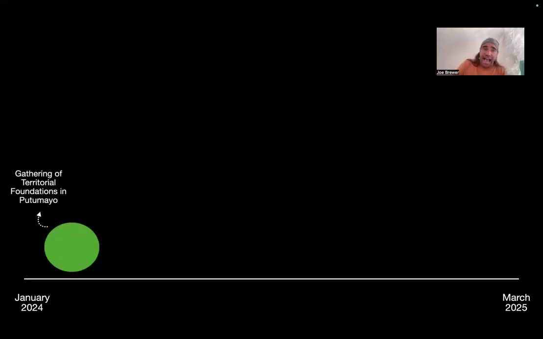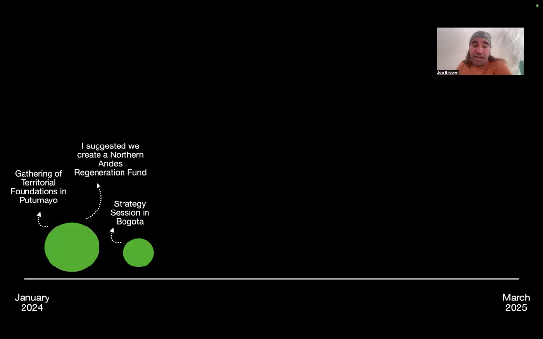And so this is the process for the Northern Andes Fund. Starting in January of 2024, about a year and a half ago, we had a gathering of territorial foundations for Colombia that was in Putumayo. I suggested that we create a Northern Andes Fund, and everyone loved the idea. So we created it. We had a strategy session in Bogota about a month later. We outlined the design principles for how the fund would work.